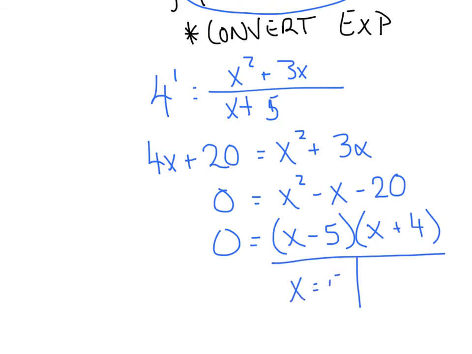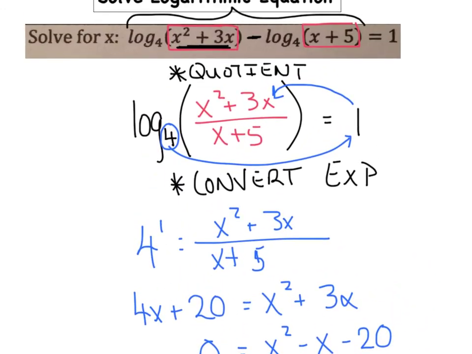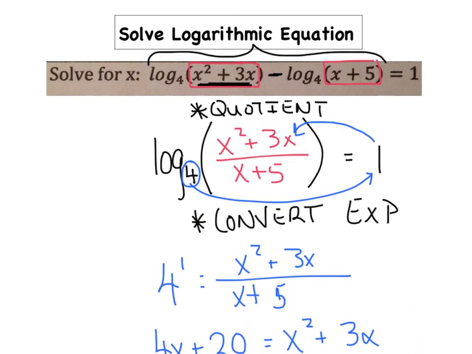x equals positive 5, x equals negative 4, and now the big decision about whether to keep both of these solutions or whether we have to reject one of them or not. All we're going to do is go back up here to the original problem and ask ourselves, if I substituted a 5 into this expression, would it be positive? Is 5 squared plus 3 times 5 positive? Oh yeah, that's really positive.